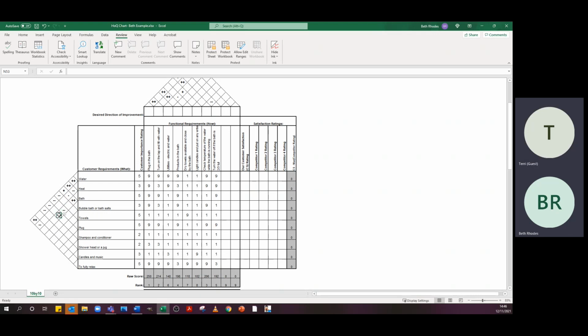Yeah, exactly. So the next one is bath against shampoo and conditioner. No, I mean you could do shampoo and conditioner without the bath. You do it in the sink. What about shower head or jug? No, again, doesn't matter, does it? What about candles and music? Nope, you can have the bath without that. And what about to fully relax? That's really important. Yep, I'd go with a double positive for that, definitely.